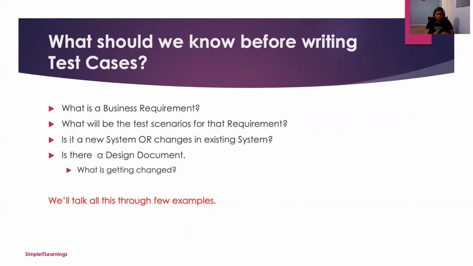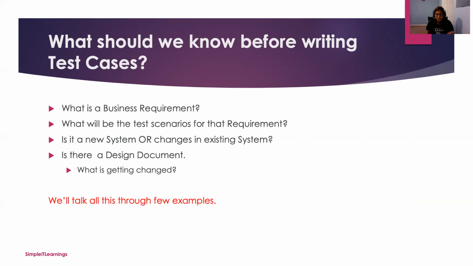So, rather than knowing just the business requirement and test scenario, we also need to know whether it is a new system or we are making changes to an existing system, and whether there's a design. As a QA, sometimes people say, why do you need to know what is getting changed? You just need to know how the system should behave. No, if you know how the system is designed, you can test things more efficiently, and I will walk you through. I will give you an example.